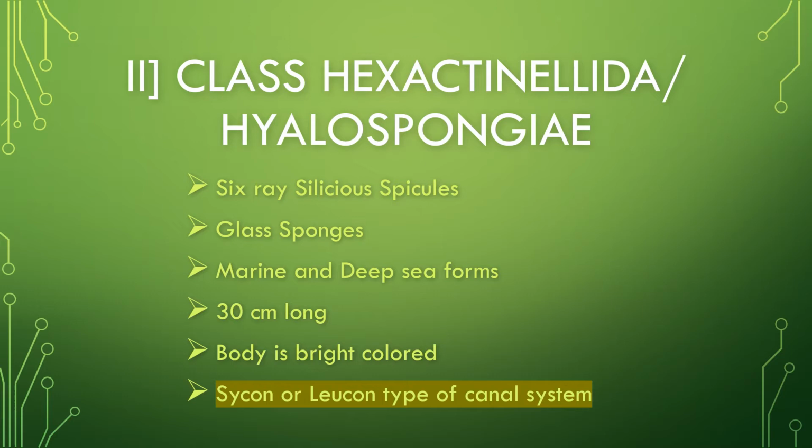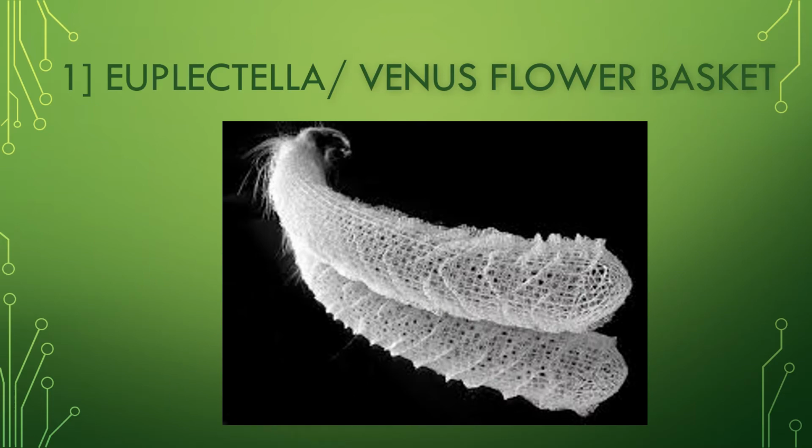They grow up to 30 centimeter in length. These sponges are brightly colored. The spicules have six rays, hence the class name is Hexactinellida. In this class, canal system is Sycon or Leucon type. The example is Euplectella. Its common name is Venus flower basket.